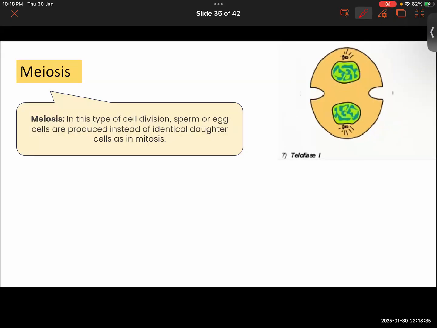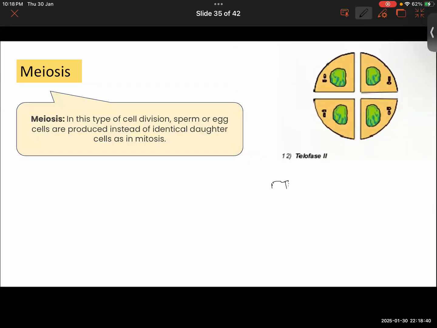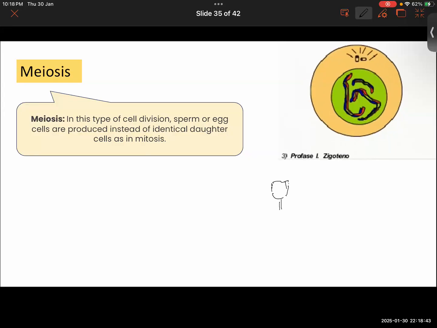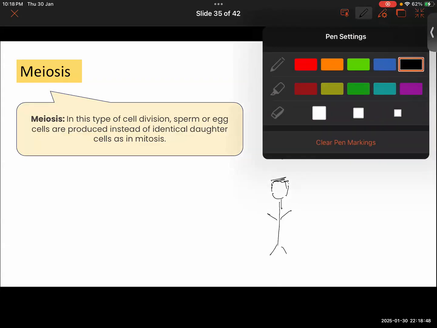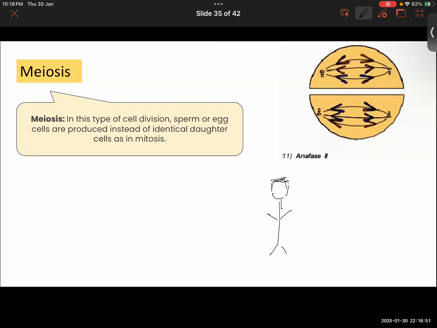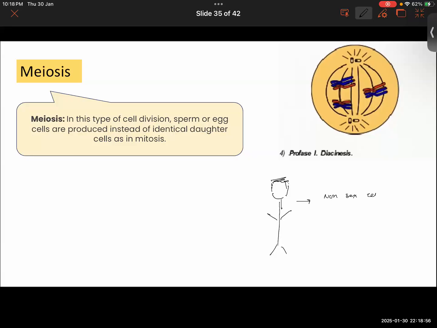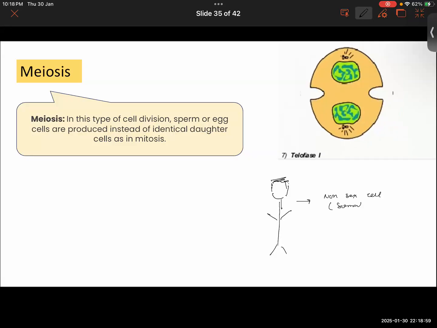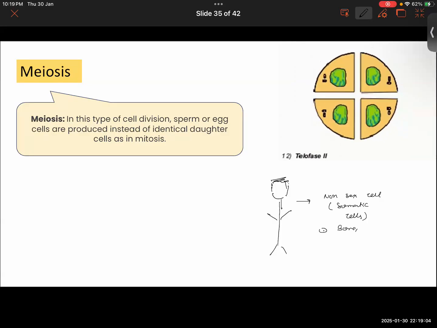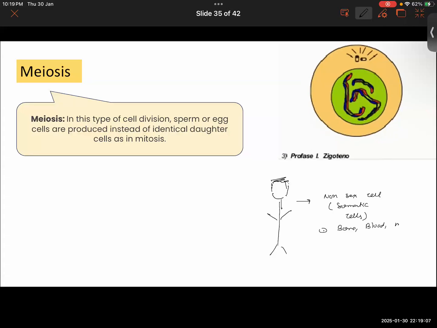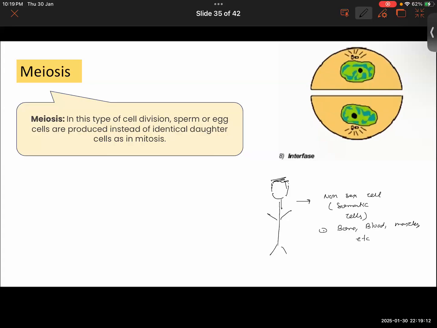Now, in the human body, we see that there are two types of cells, right? One we are basically calling the non-sex cell, or also called somatic cells. What are these? These are bone, blood, muscles, etc. These are the somatic cells. Getting it, everyone?